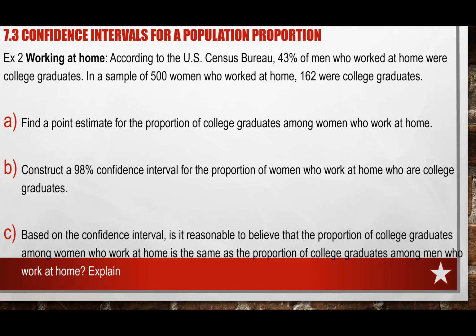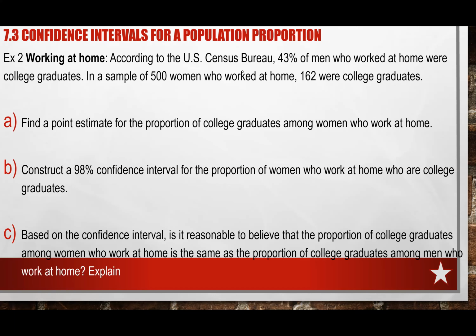This is where we stopped last time. This is where we stopped in terms of the 7.3 material. We did this particular problem, and I mentioned to you guys, if you read this problem, you can see that they don't give us the sample mean. They don't give us the sample standard deviation or population standard deviation.